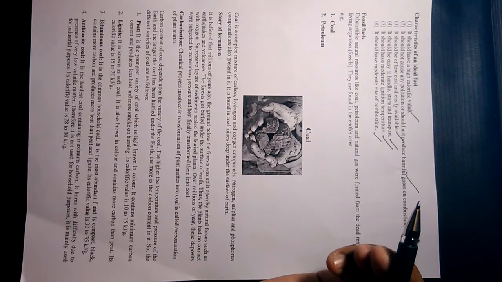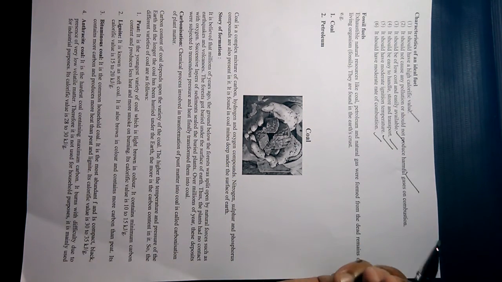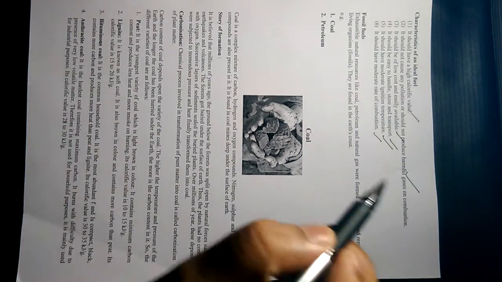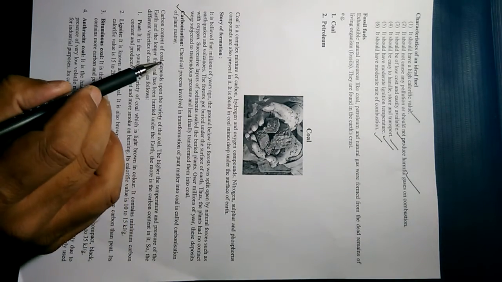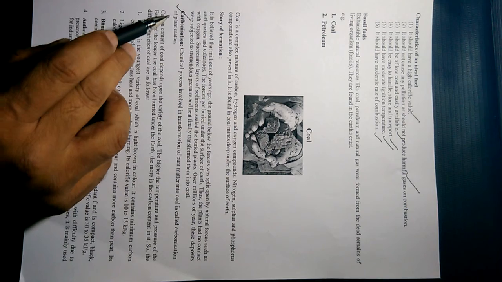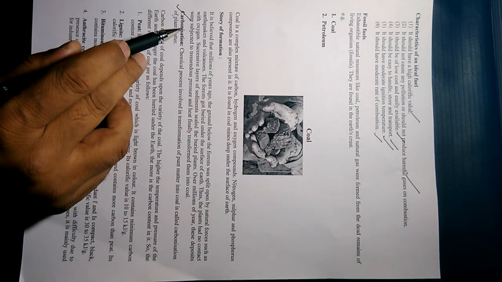Now we can come to the topic of coal. What is coal? It is a complex mixture of carbon, hydrogen and oxygen compounds formed in coal mines. And the process of formation of coal is called carbonization. What is carbonization? It is a chemical process of conversion of plant matter. Plant matter means the fresh dead matter of plants. So carbonization is the process of conversion of plant matter into coal.